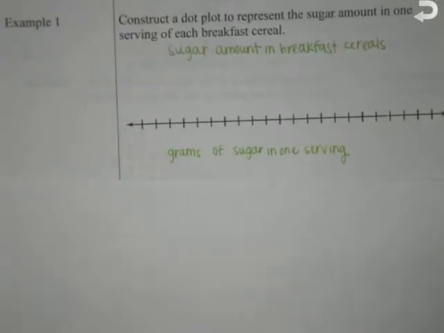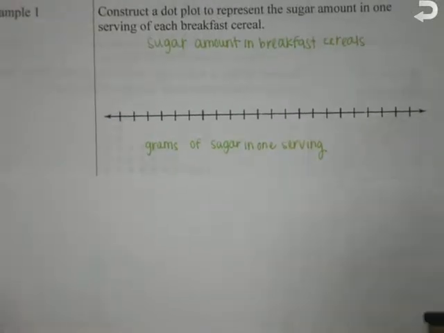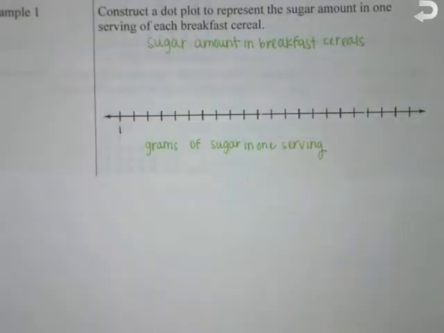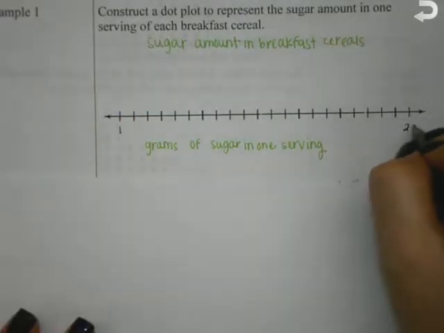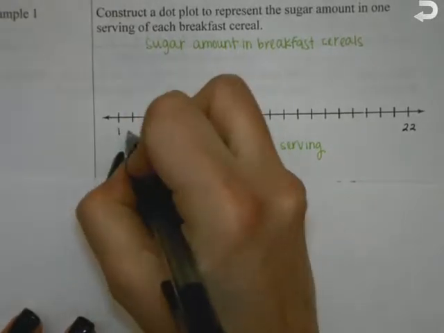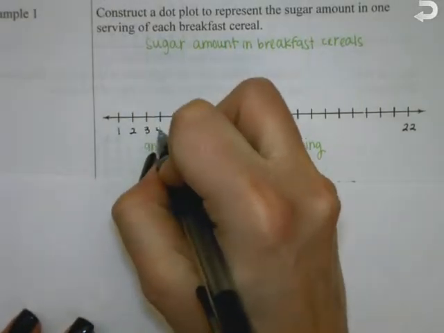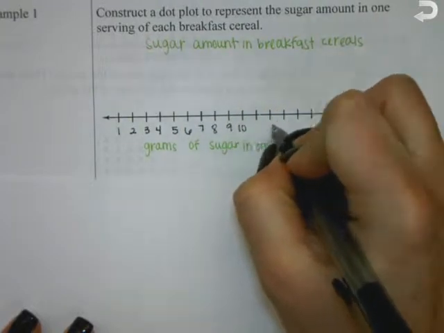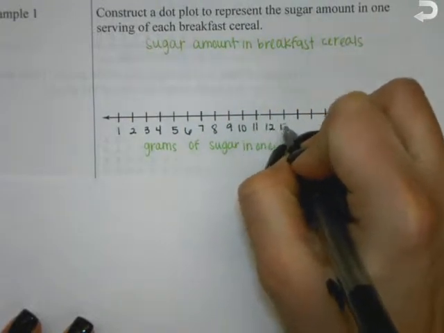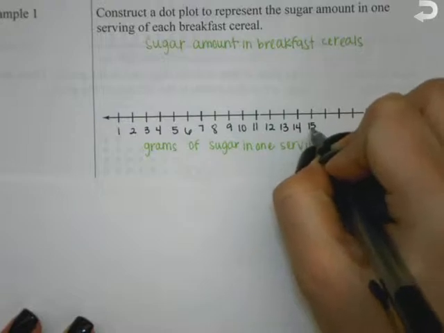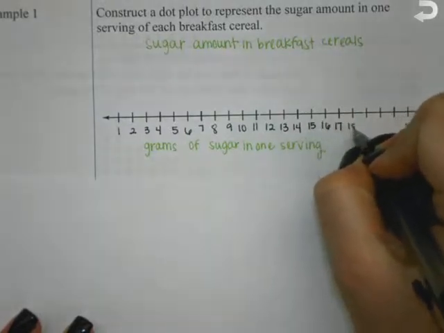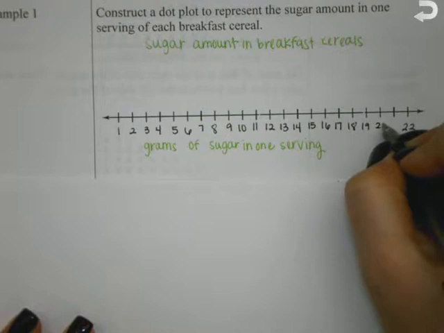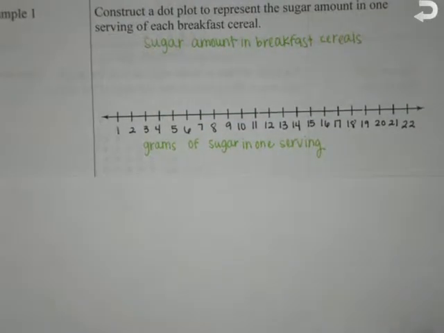Okay, so first thing we need to do is we need to label our number line. So the smallest amount of sugar in each serving is 1, and the largest is 22, and make sure then you label all of the other ones. So this is going to be 1, 2, 3, 4, 5, 6. Okay. So make sure you label each of the vertical lines.